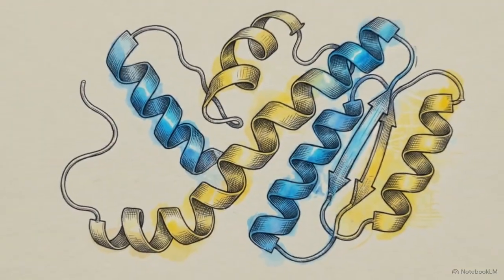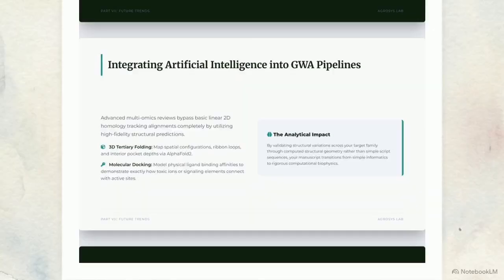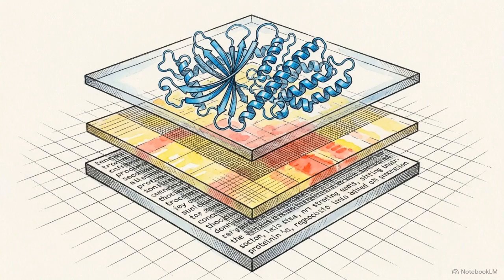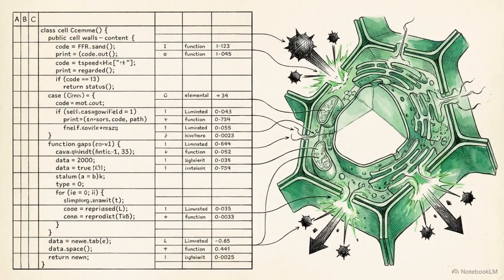This graphic outlines exactly how advanced genome-wide analysis pipelines incorporate computational biophysics. The specific AI applications required here are mapping spatial configurations and interior pocket depths via AlphaFold 2, and modeling physical ligand binding affinities through molecular docking. By layering deep transcriptomics with AI-driven proteomic docking, your manuscript makes a critical transition. It moves from purely descriptive informatics to proving predictive biological causality.